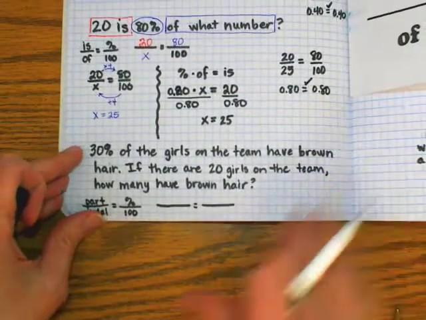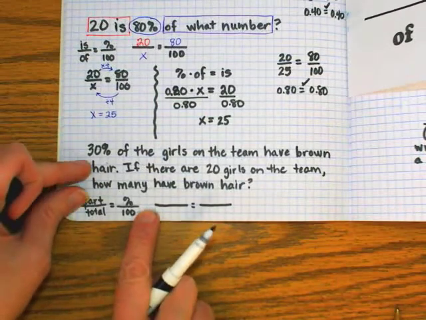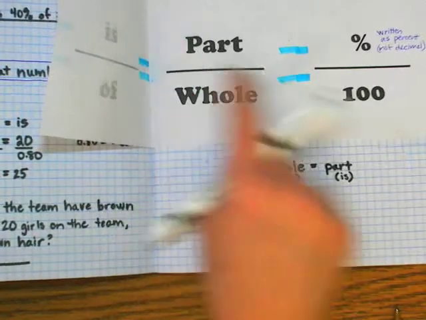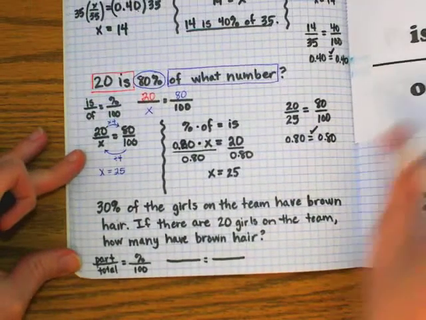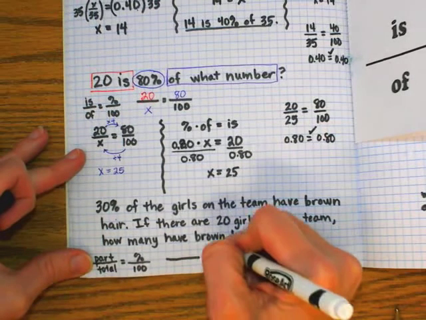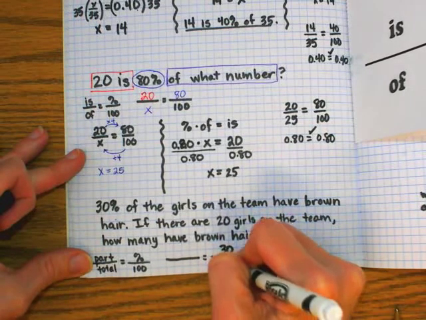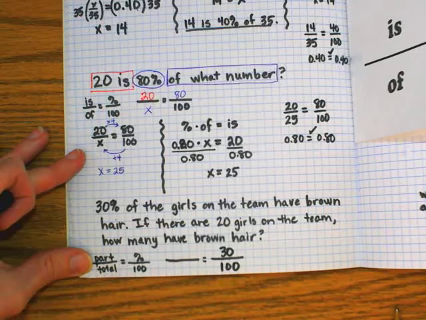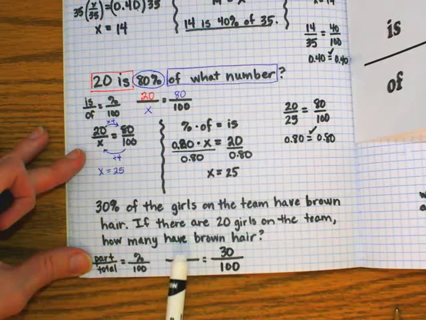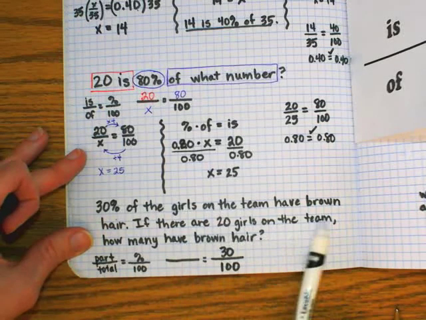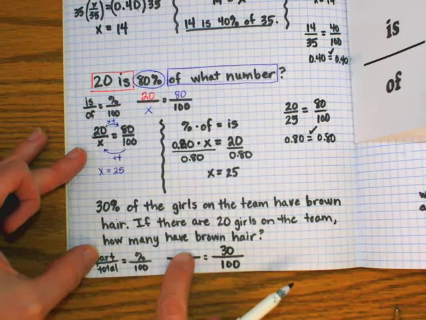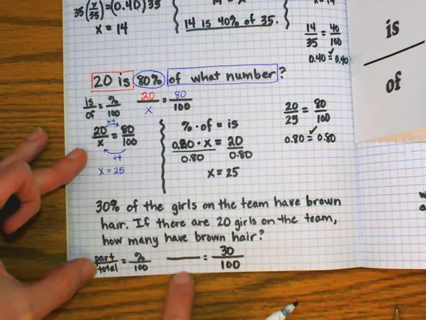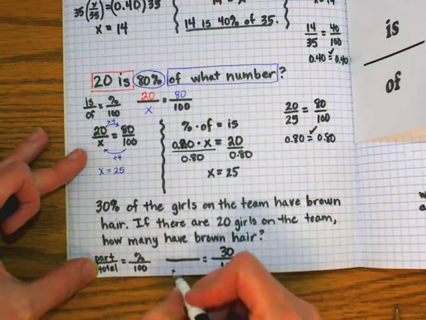Last, I wanted to give you a word problem that would be more of the part to whole relationship rather than is over of. So 30% of the girls on the team have brown hair. So we can go ahead and write the 30% in our equivalent ratios. If there are 20 girls on the team, how many have brown hair? So part of the girls would have brown hair. The total would be all of the girls on the team, so that's going to be 20.